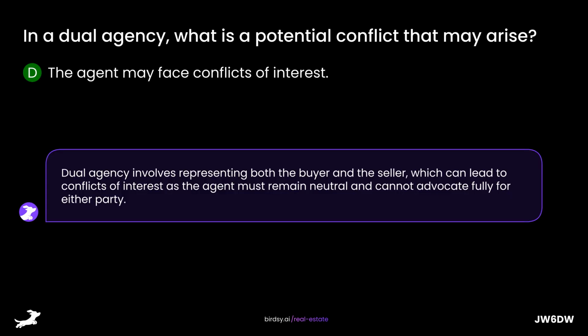Dual agency involves representing both the buyer and the seller, which can lead to conflicts of interest as the agent must remain neutral and cannot advocate fully for either party.